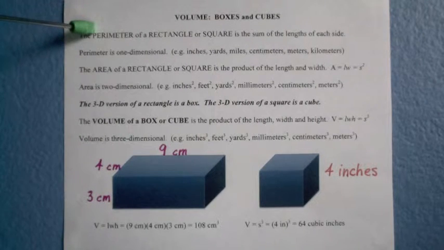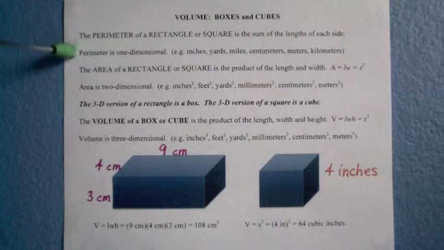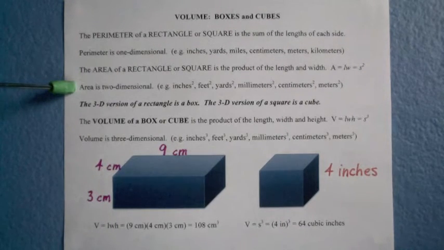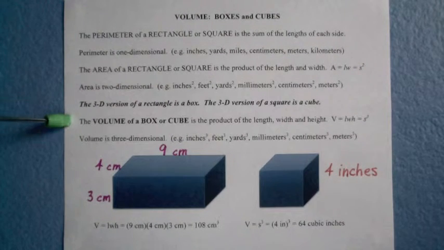Perimeter is the outline of a two-dimensional shape. Perimeter is one-dimensional. It's just the outline of a two-dimensional shape. The area is two-dimensional. Area is the space inside the outline of a two-dimensional shape. Volume is the space inside a three-dimensional shape.